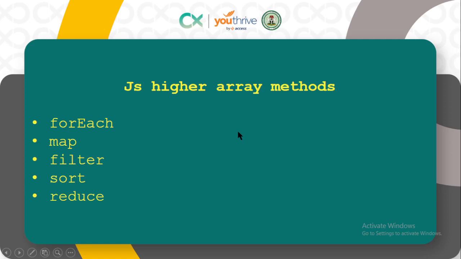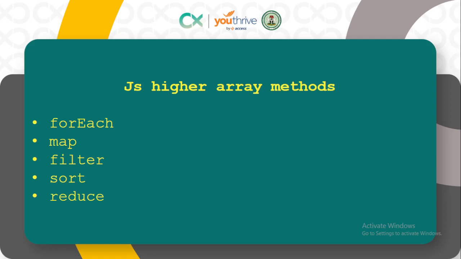So welcome back to this video, and in this video we are going to learn about higher array methods. Now in the previous video we saw how we can use the for of loop to loop through the properties of an array, but that loop is kind of limited because there are some things that we cannot do with it.